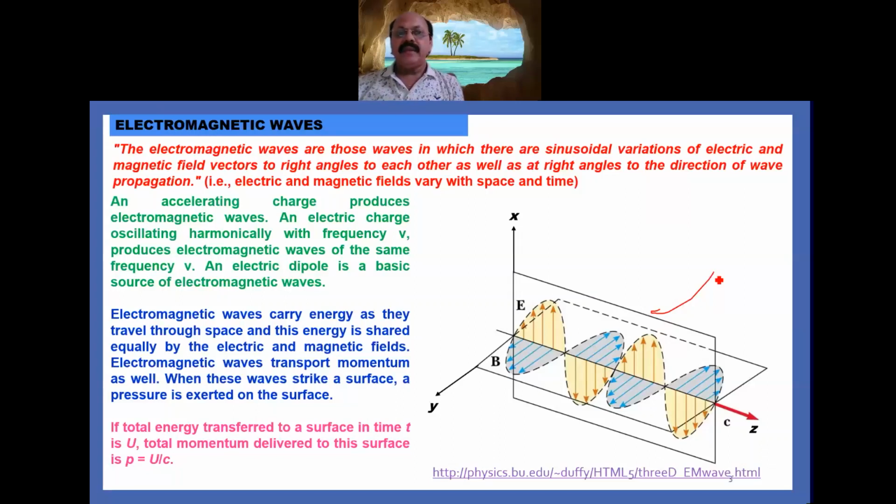Electromagnetic waves carry energy as they travel through space, and this energy is shared equally by electric and magnetic fields. Electromagnetic waves transport momentum as well. When these waves strike a surface, a pressure is exerted on the surface. If the total energy transferred to the surface in time t is represented by u, then the total momentum delivered to this surface is P equal to u upon c.